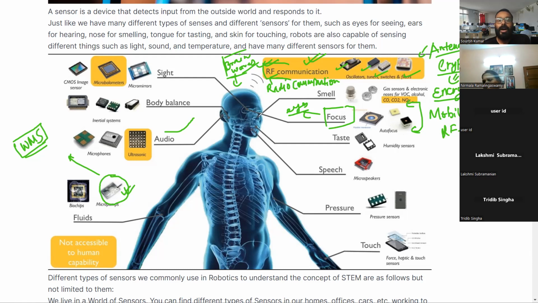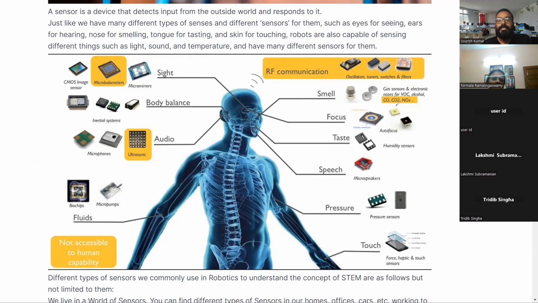So in our body, we do have a nose to provide the sense of smell. In robotics, we have different gas sensors to identify the presence of gases around, like CO2, CO, NOx, SOx, and so many things like electronic. These are the electronic noses for the robotic system. If we talk about taste, we have our taste buds in our mouth.